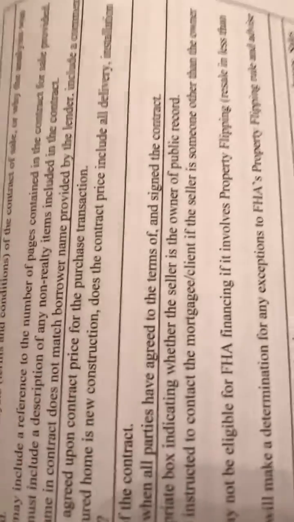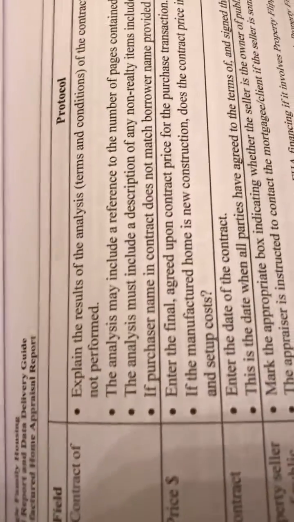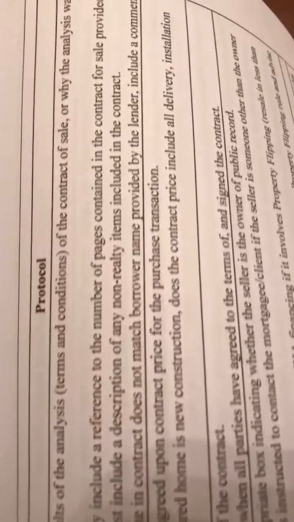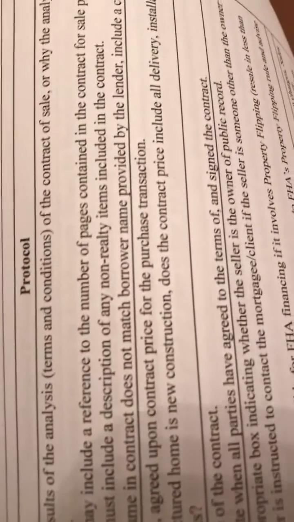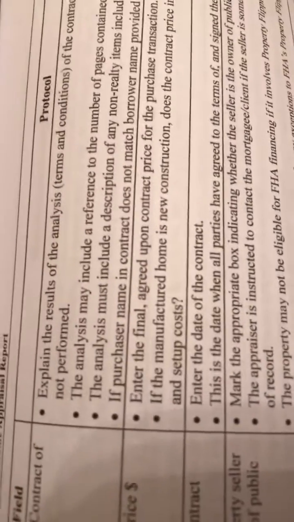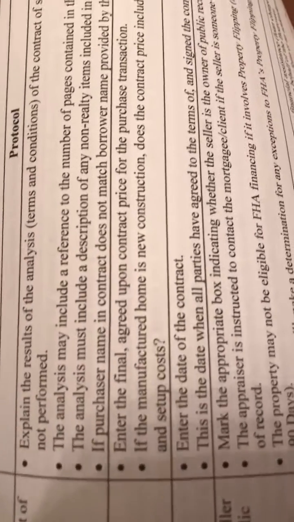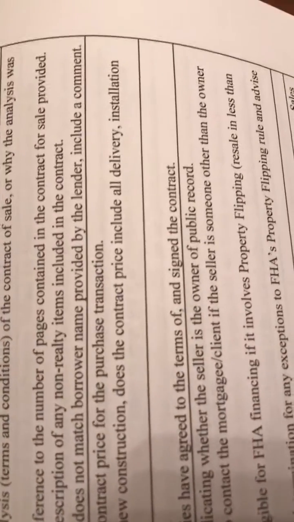Page 139. Field: Analyze contract of sale. Protocol: Explain the results of the analysis, terms and conditions of the contract of sale, and why the analysis was not performed. The analysis may include a reference to the number of pages contained in the contract for sale provided. The analysis must contain a description of any non-realty items included in the contract. If the purchaser's name in the contract does not match the borrower name provided by the lender, include a comment.